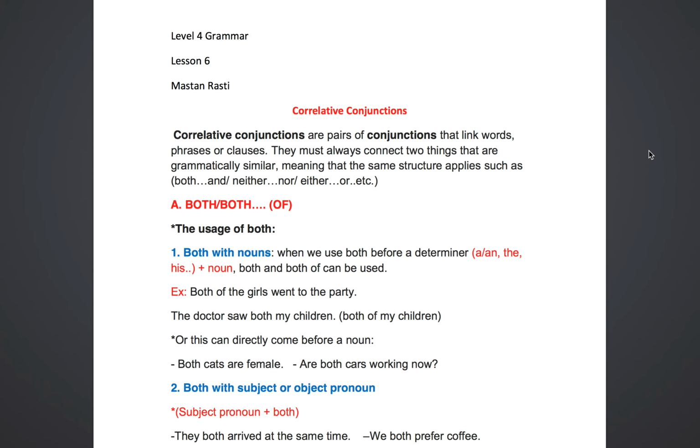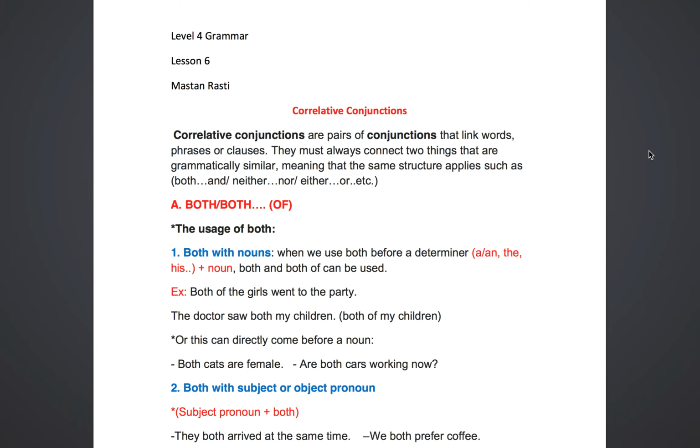Here is the definition that you can go through with me. Correlative conjunctions are pairs of conjunctions that link words, phrases, or clauses. They must always connect things that are grammatically similar. It means that the same structures apply to them, such as both and, neither nor, either or. In American accent, they say either and neither, but in British, they say either or neither.